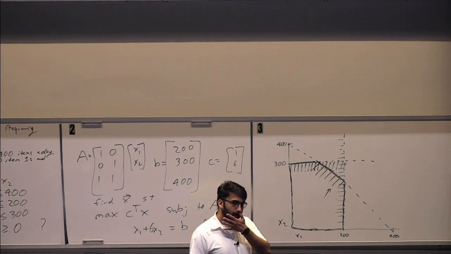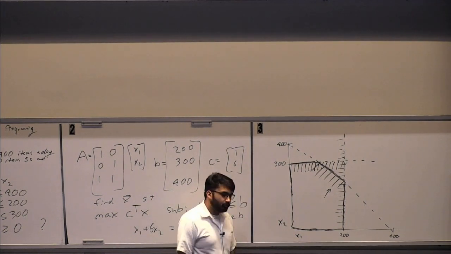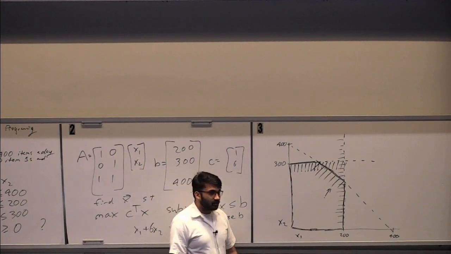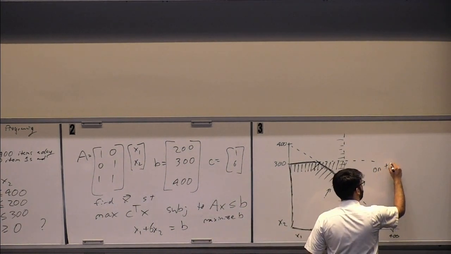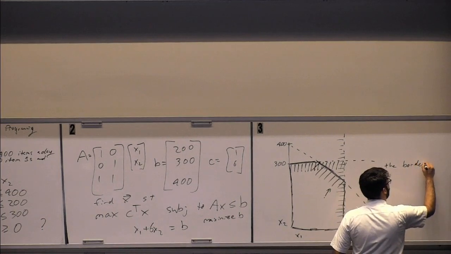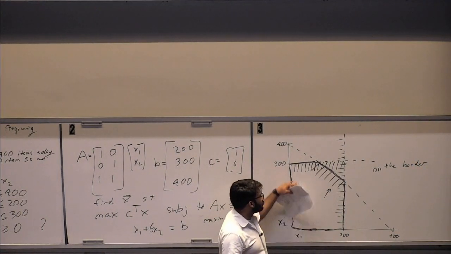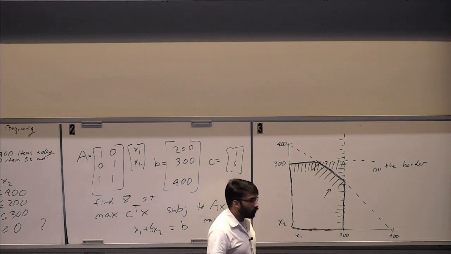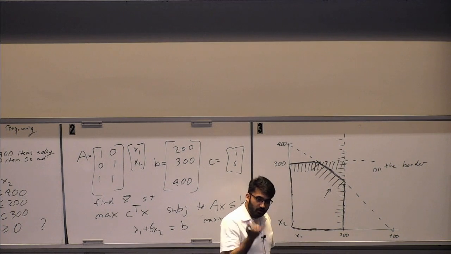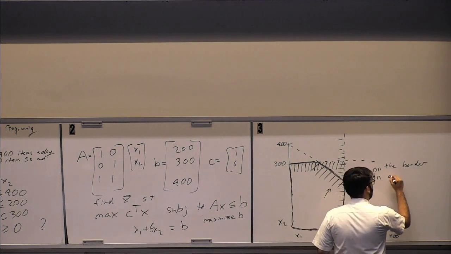Yes. A corner solution. What I'll say is a point. Intuitively, we know it's on the border. We haven't proved it's on the border, but we know it is. Now, where on the border? There are lines and there are points. Is it on a line or is it on a point? It's on a point. Why?